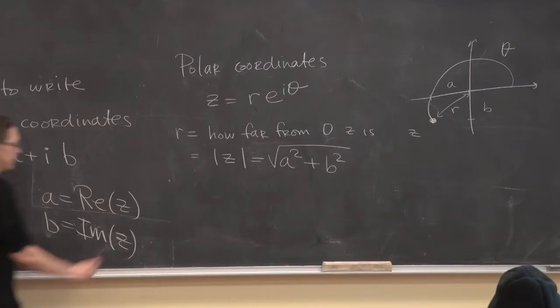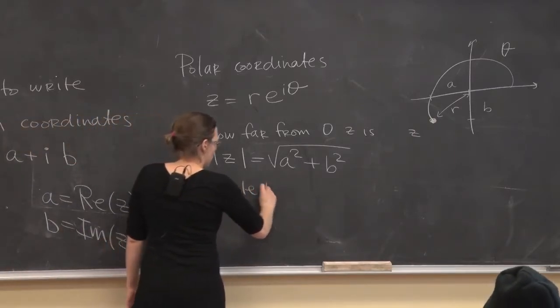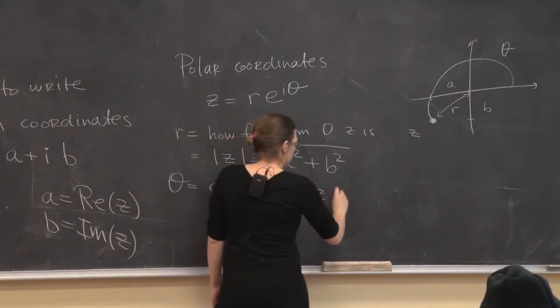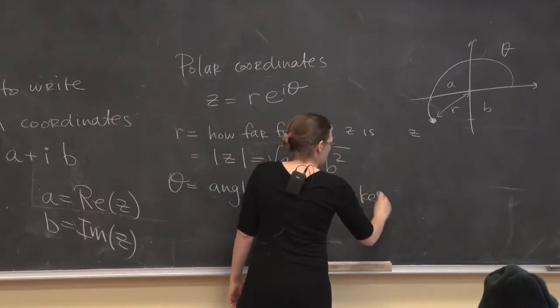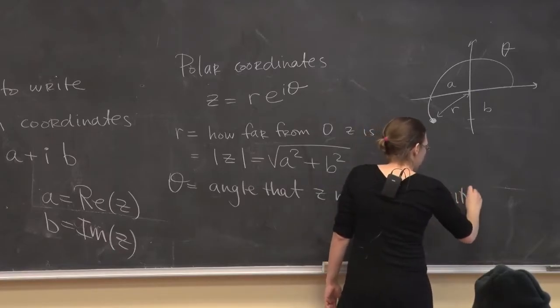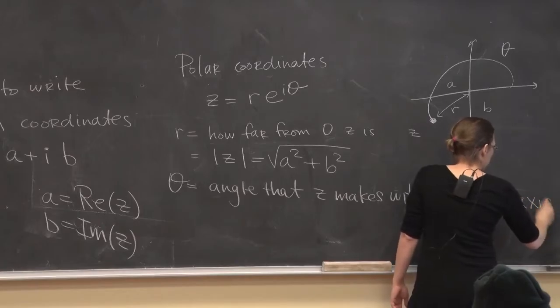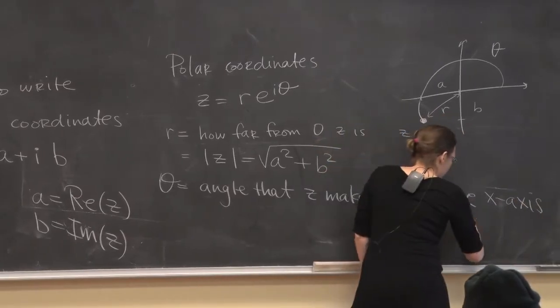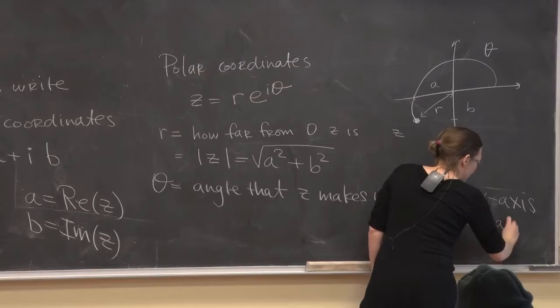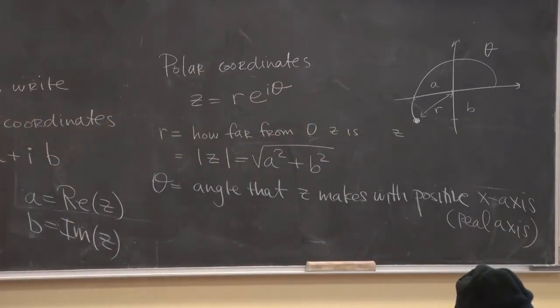Okay, and theta is the angle that z makes with the positive x-axis. Or in this case, we'll sometimes call it the real axis because we're not really talking about x, y, we're talking about complex numbers. Okay, so it's that big angle.